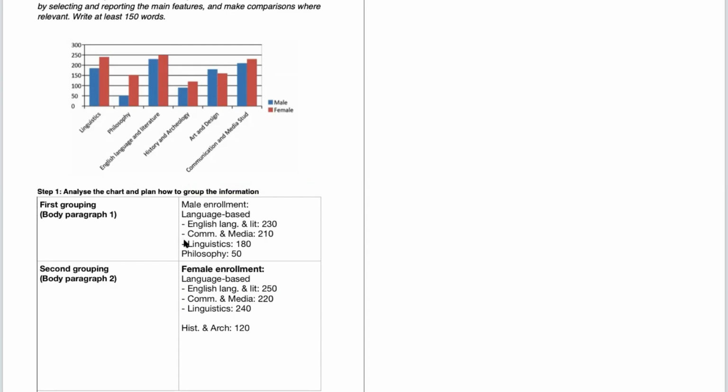So if you remember from our slide earlier, what we've basically just done is analyzed the chart and planned out how to group the information by organizing the information into 2 groups. We've got our first grouping and our second grouping, and then we found information that stands out. So notice how we didn't talk about things that were mid-range. We just found things that were interesting.